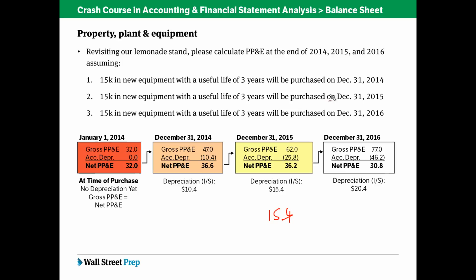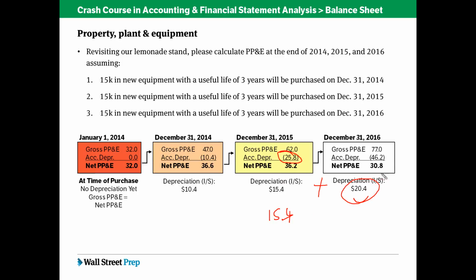And then in addition to that, we have the full year's worth of depreciation from what we bought at the very end of 2015. Although, since this ends December 31st, 2016, we never account for the final piece of equipment, this year's depreciation ends up being 20.4. And accumulated depreciation is all of the prior year accumulated depreciation plus the 20.4, or 46.2 rather. Notice that what you're showing on the balance sheet is net PP&E changing from one year to the next depending on how many assets you're depreciating: 32, 36.6, 36.2, 30.8.